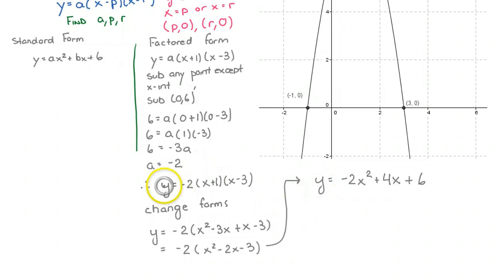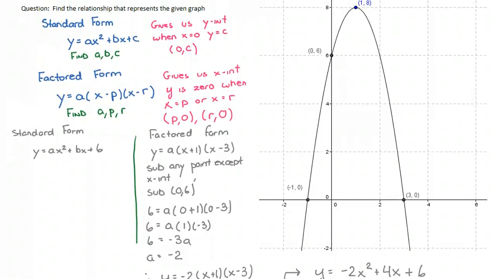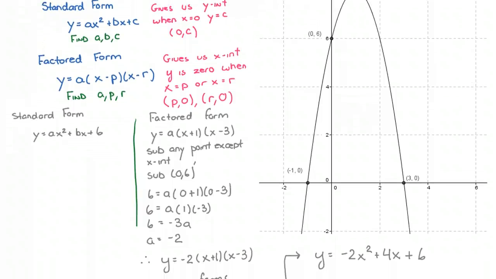This is the relationship in factored form. It doesn't matter which form I have. They both represent that same curve. And I can look back at the curve and say, why do I feel good about my standard form? Well, notice, the standard form has a c value of 6, which matches the y-intercept.